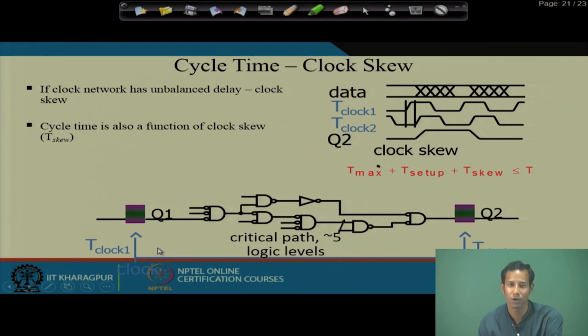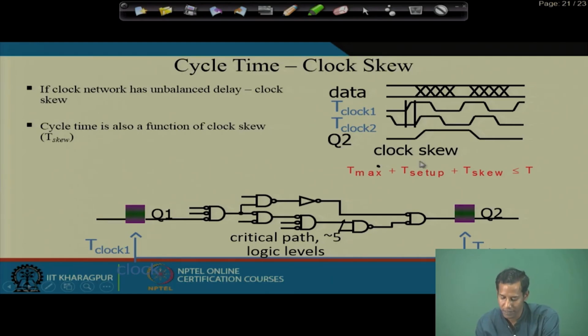Why? Because in the clock network in digital IC design, they put some buffers in the clock tree path. That means the delay with which the clock appears at Q1, suppose this is the source pin, is much lesser than the path delay associated with the clock pin of Q2. This difference in the arrival delay of the clock creates the skew.